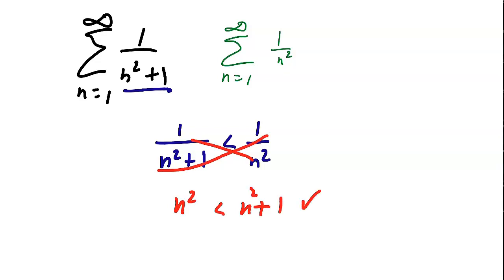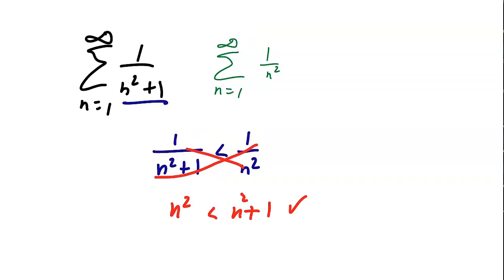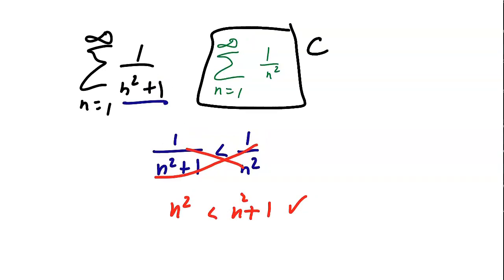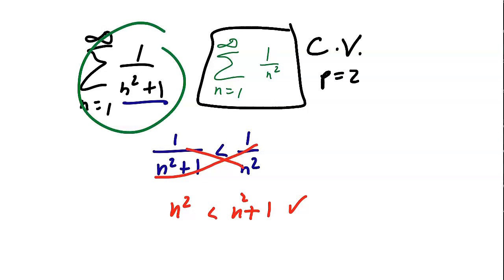And since that is a true statement, what that tells me is, since this one is bigger, and I know this one is a convergent p-series where p equals 2, right? That means that this other one, since it's smaller, since it is less than, must also be convergent by a direct comparison to one that I know for sure converges right there. So that's essentially what we're going to be doing.